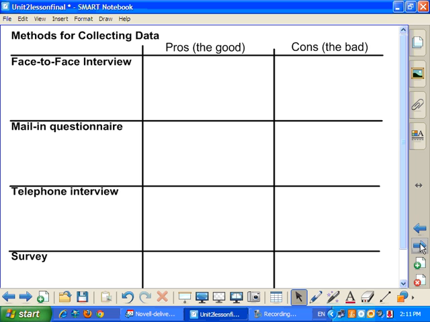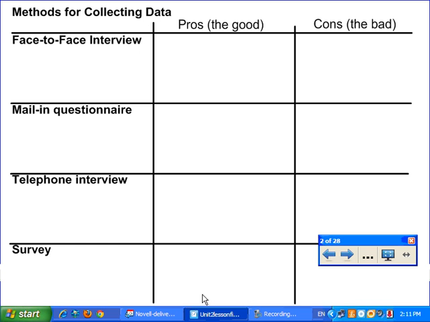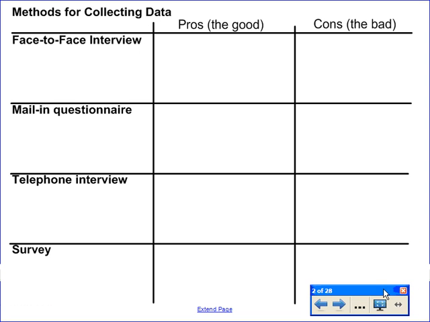So here we go. Methods for collecting data. There are 4 main ones I want to talk about. Some people might argue that there's more than 4. I'm going to break it down as just simply 4.